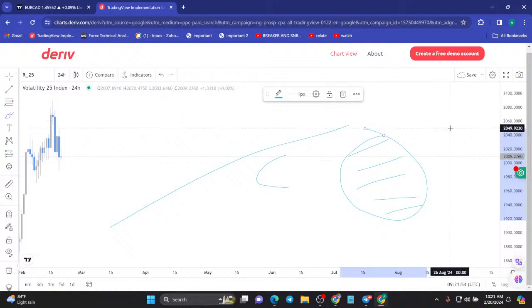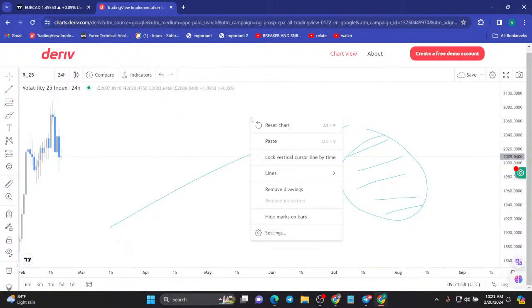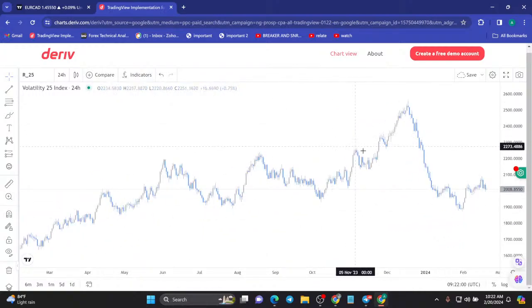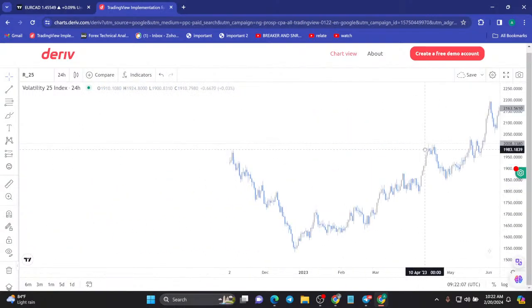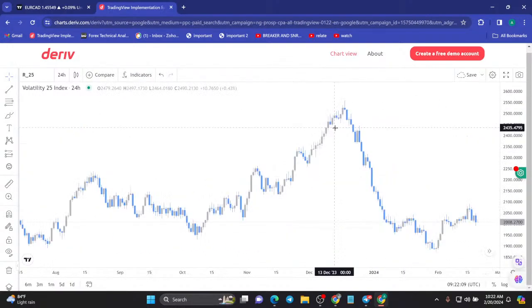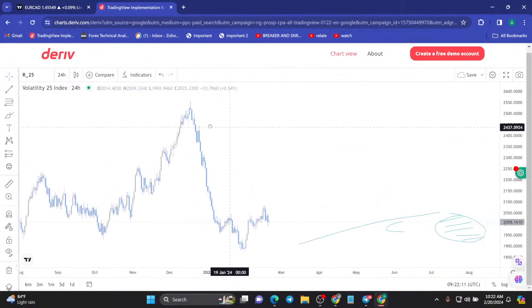So in this strategy that I have backtested, I make use of trend lines, pure price action and SMC. That is, I make use of trend lines and breaker blocks. Now, this is what I mean.